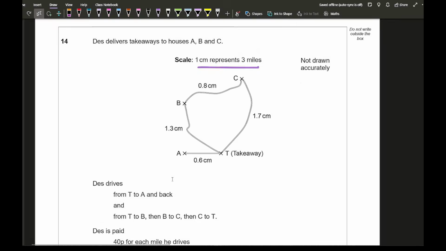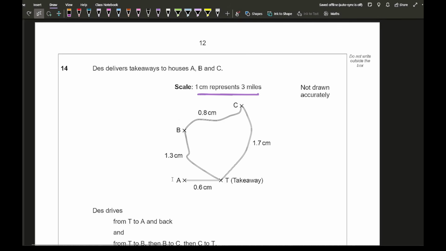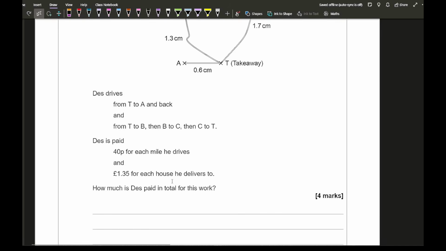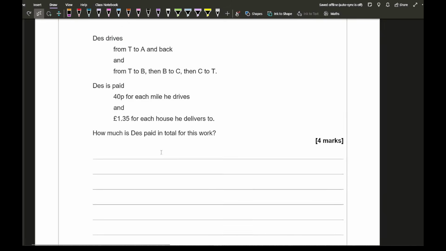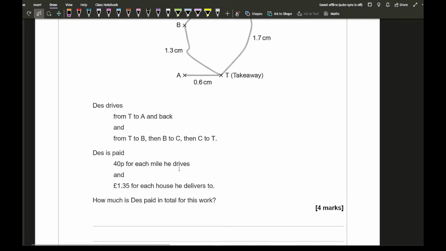Moving on to question 14, it says Des delivers takeaways to houses A, B and C. The scale of 1 centimetre represents 3 miles, and Des drives from T to A and back, and T to B, then B to C, then C to T. Des is paid 40 pence for each mile he drives and £1.35 for each house he delivers to. And the question is asking us how much is Des paid for the total for his work.